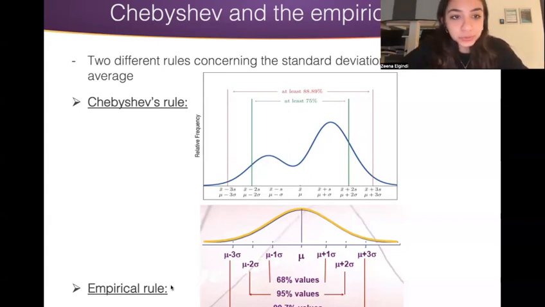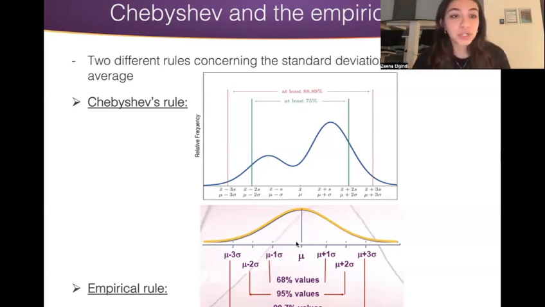The empirical rule is similar, except it can only be used for normal distributions. Similarly, you have the central tendency measure of the mean, the population mean, and you have 1, 2, 3 standard deviations on each side. Here we see that 1 standard deviation contains 68% of values in the data set. 2 standard deviations is 95% of values, and 99.7% of values is found within 3 standard deviations of the mean.